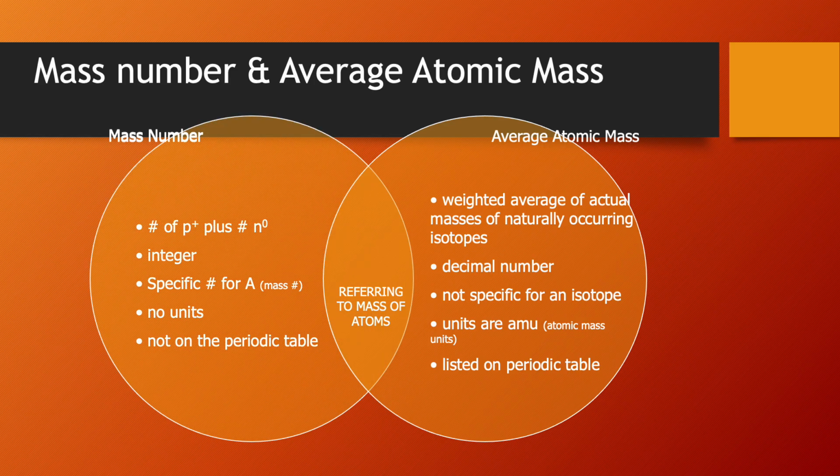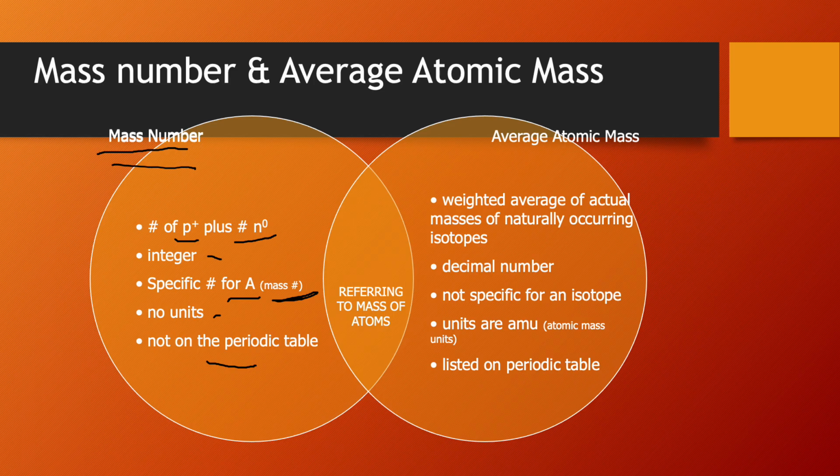Looking at the mass number versus the average atomic mass. As we take a look at the mass number first, the mass number is the number of protons plus the number of neutrons added together. That gives us our mass number. It's going to be an integer. It's a specific number for A. A is just a symbol that they used in chemistry to represent a mass number. The mass number does not have units. When you look at the periodic table, you're not going to see the mass number. You can figure it out by looking at the periodic table, but the periodic table will not contain the mass number.